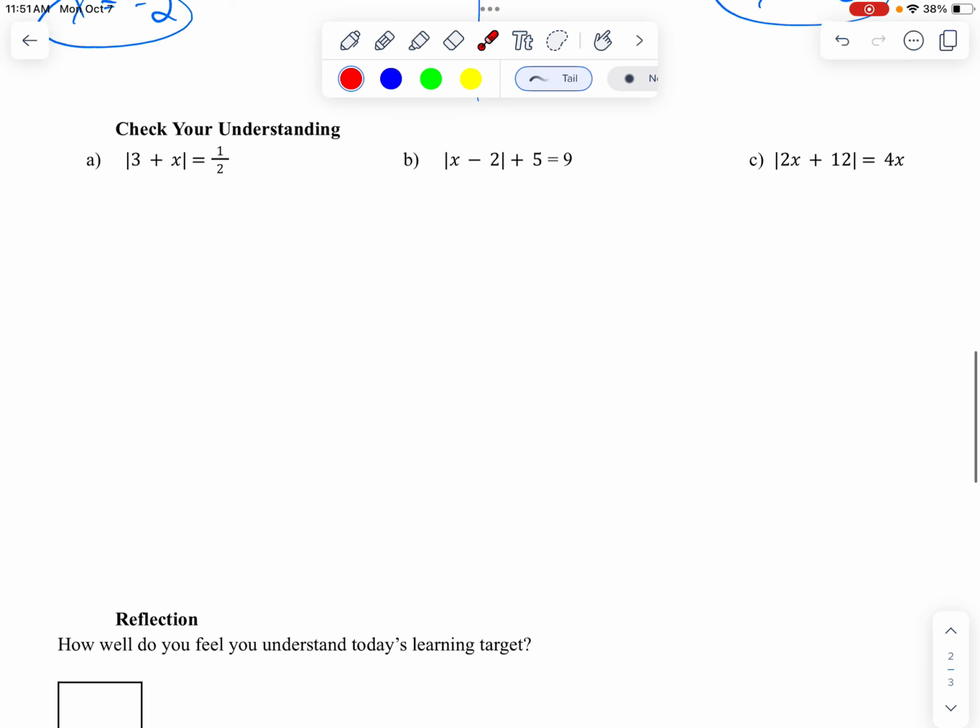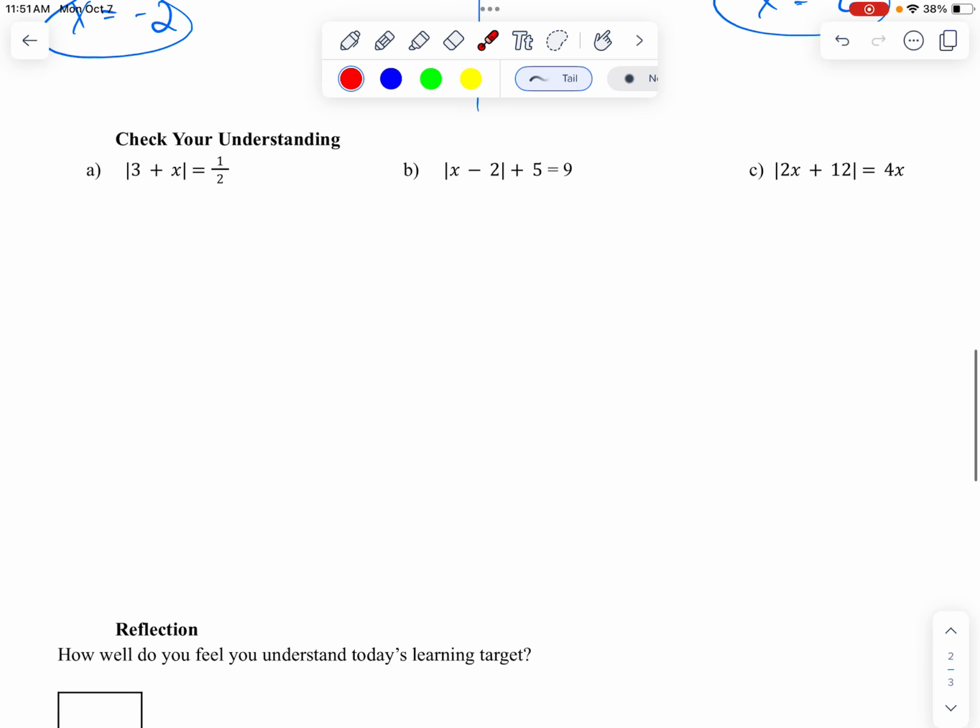So these are the three that you should definitely try on your own. Look back up above at the examples and use those as a guide. I'm going to go through these really quickly, but give them a try first and see how you do. Nothing unusual in this first one. We're just going to split this into our two equations.